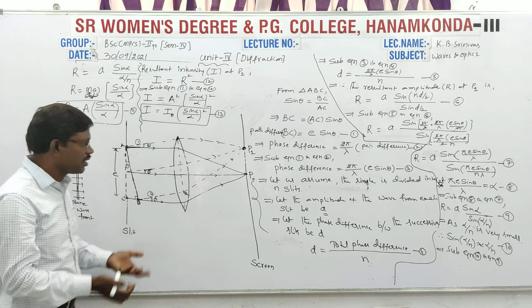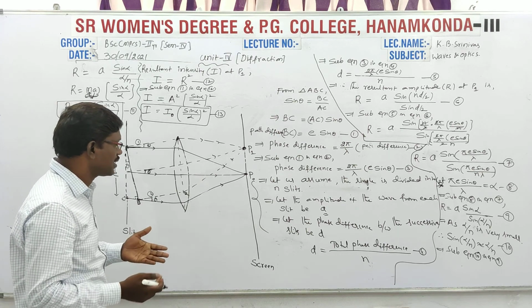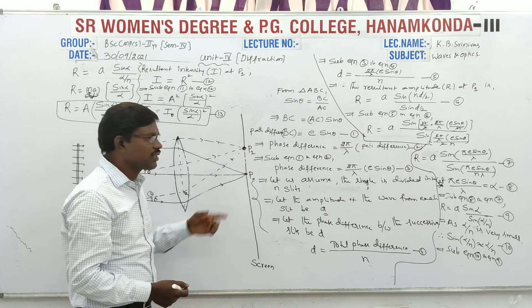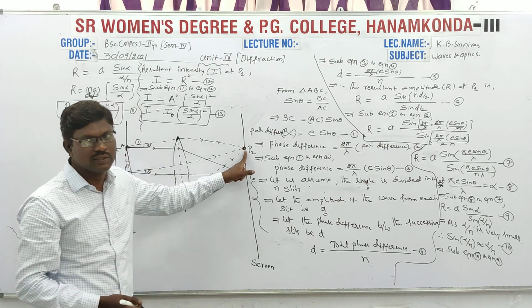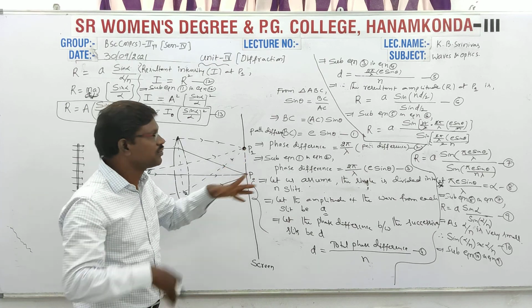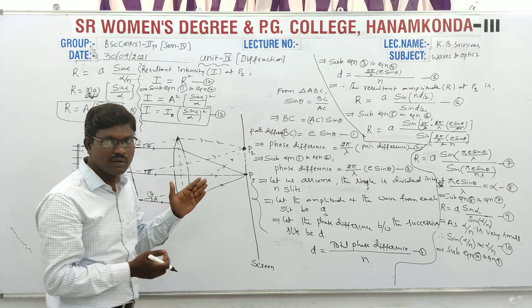Now we have to draw the diagrams for this diffraction pattern. We have to calculate the condition for maxima, the condition for minimum intensity, and the conditions for secondary maxima, and finally represent the whole diffraction pattern on the board.